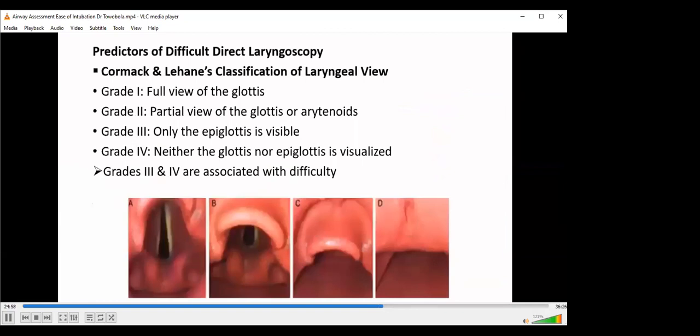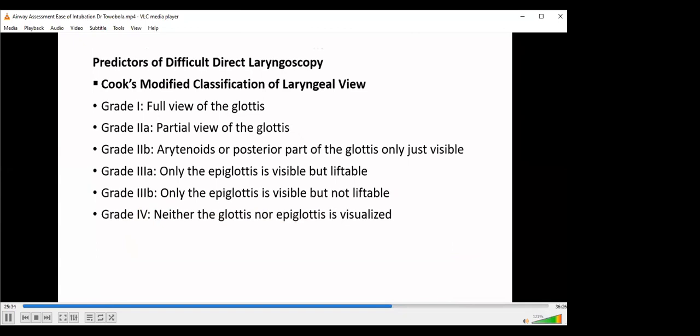So this laryngeal view could be classified with the Cormack and Lehane classification. It has 4 grades of views. Grade 1 has a full view of the glottis. Grade 2 has a partial view of the glottis or the arytenoids. Grade 3, only the epiglottis is visible. Grade 4, neither the glottis nor epiglottis is visualized. Grades 3 and 4 are associated with difficulty.